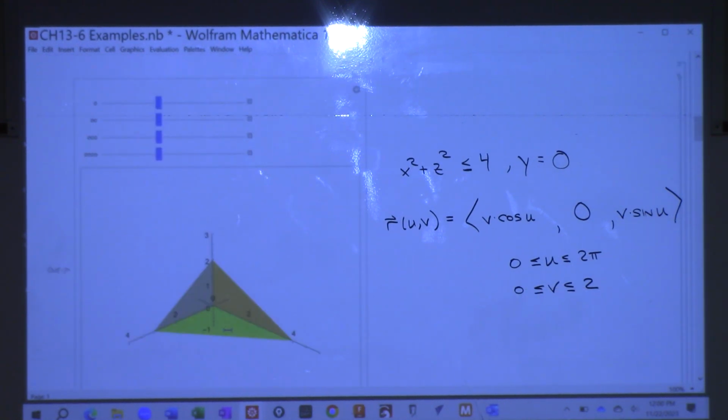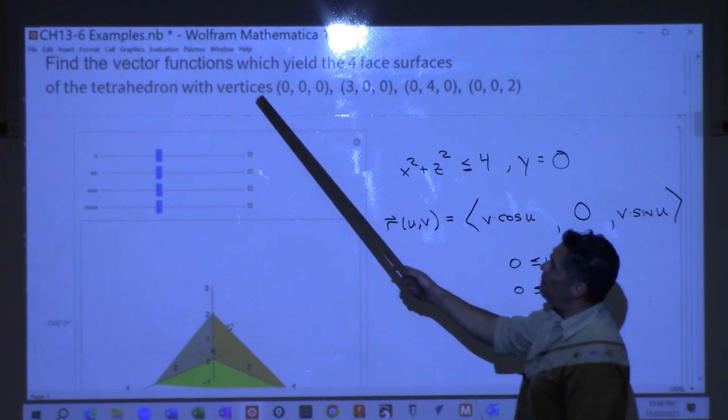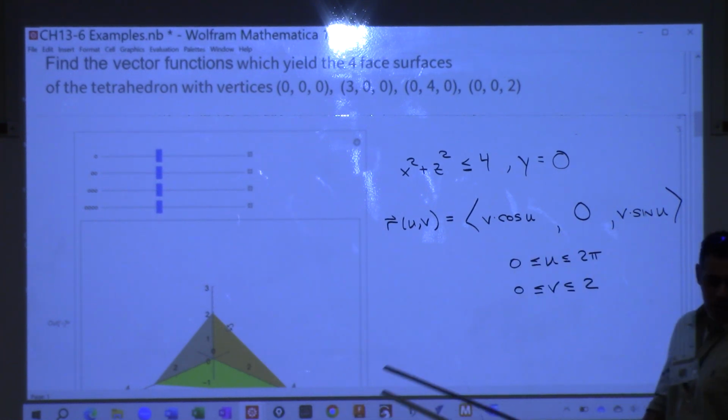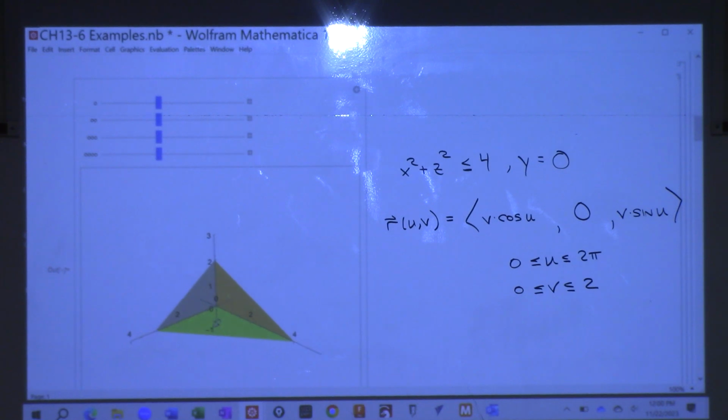All right, we need to see if we can now come up with the vector functions, plural, which give us the 4 faces of this tetrahedron. Oh, man. How many surfaces are there here?